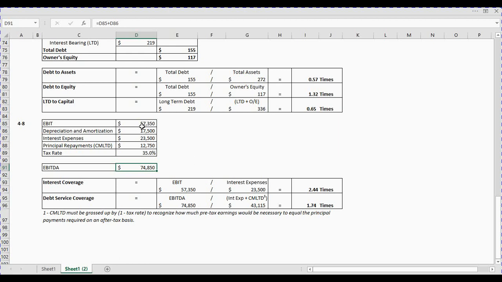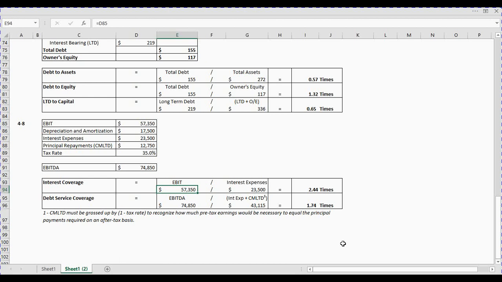You can see it's just 85 and 8 plus 86. So we've calculated EBITDA. And so our interest coverage ratio, in this version of an interest coverage ratio, we're just using EBIT. We've taken our net income and added back interest and taxes, and we get 57,350. From that, we divide by the interest charges of the period, which were $23,500. And so it's very important to see a high interest coverage ratio.